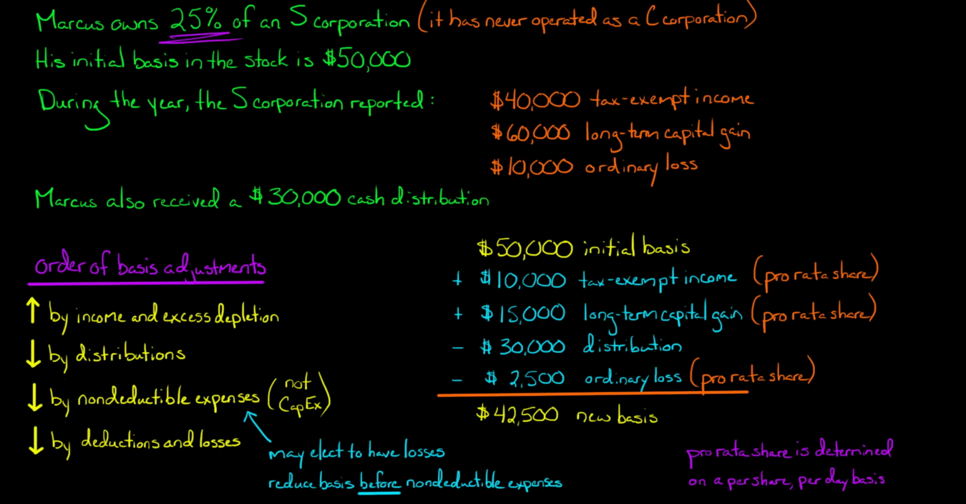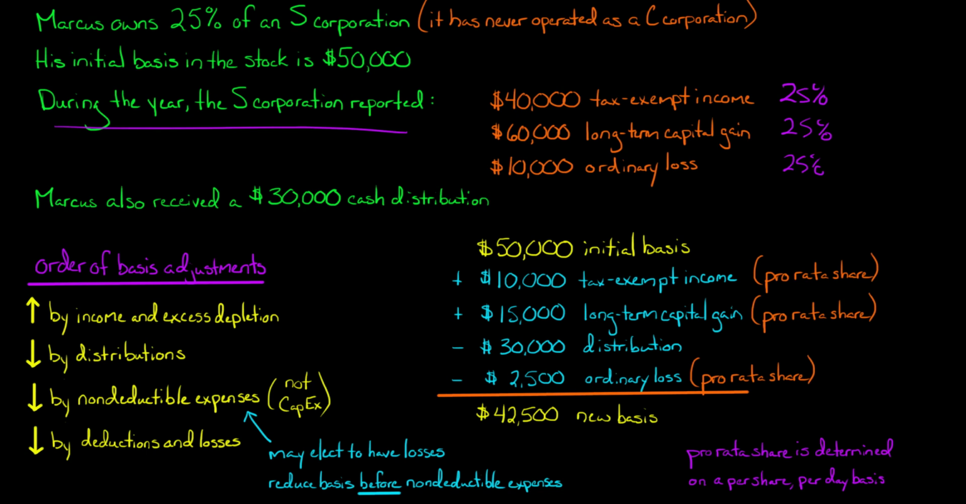Marcus owns 25% of the S corp, and his initial basis is $50,000. So that's what we're going to start with when we do our formula. That's our starting point. During the year, the S corporation had $40,000 of tax-exempt income, and he's going to get 25% of that. That's pro rata. It has $60,000 of long-term capital gain, and he's going to get 25% of that. And then it had an ordinary, non-separately stated loss, 25% of that, $10,000. So we see the items here.